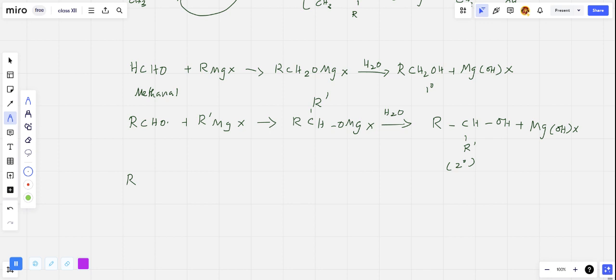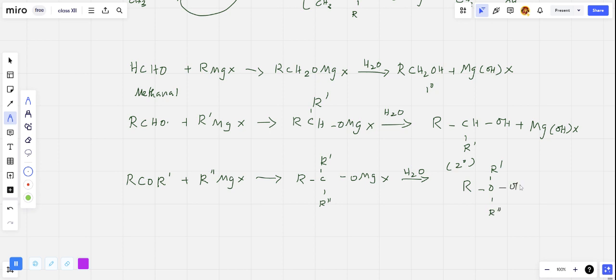But if you are using a ketone, we will get tertiary alcohol. We have already seen this in the example itself. To differentiate the different alkyl groups, we put a dash and a double dash. The OMgX, with water on hydrolysis, gives tertiary alcohol. So this is our double dash, this is OH, this is C. So this is tertiary alcohol with MgOHX.